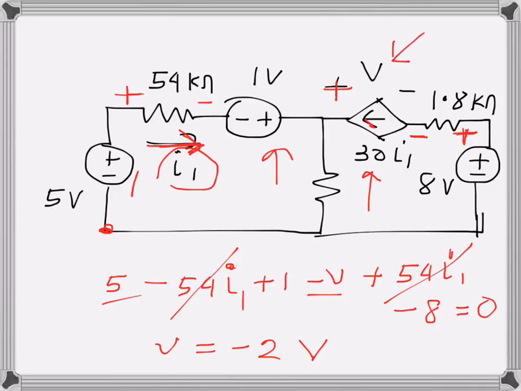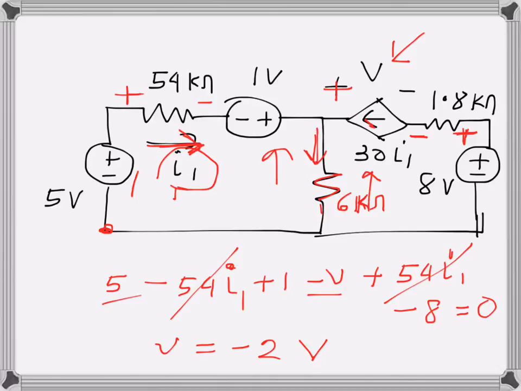Now we need to find I1. In order to do that, I will write the KVL for this loop. I don't know the current through this resistance, because I have not put the value. The value is 6 kilo ohms. I missed that. 6 kilo ohms is the value of this resistance. This is given, of course. So now I can write KVL.